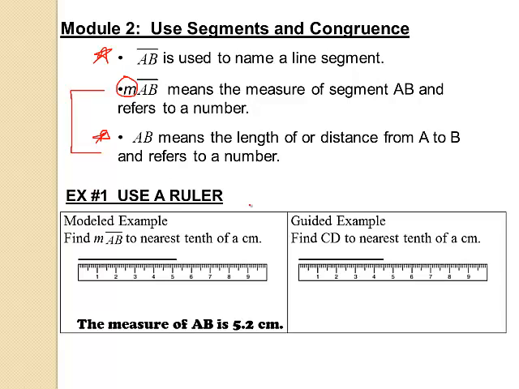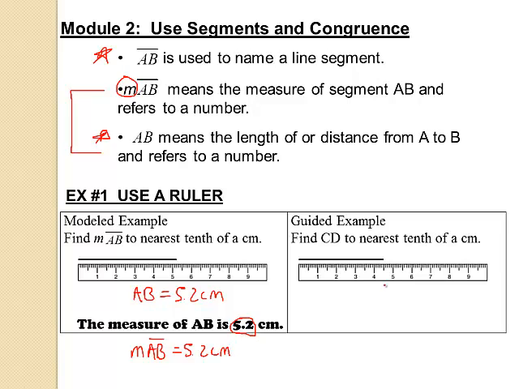So example 1, use a ruler. Model example, we have find the measure of segment AB to the nearest tenth of a centimeter. So we put your ruler up to the segment. You start here and you basically count and measure. This ends up being 5.2 centimeters. Now a couple different ways of indicating it. You could say the measure of AB is 5.2 centimeters. You could say AB equals 5.2 centimeters. You could also say the measure of segment AB equals 5.2 centimeters.